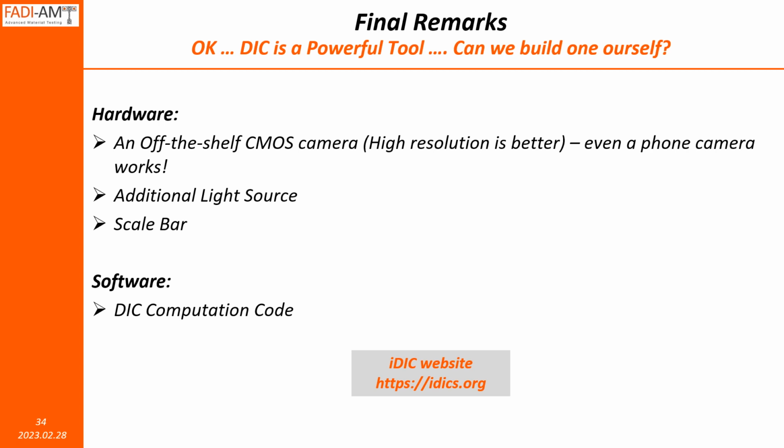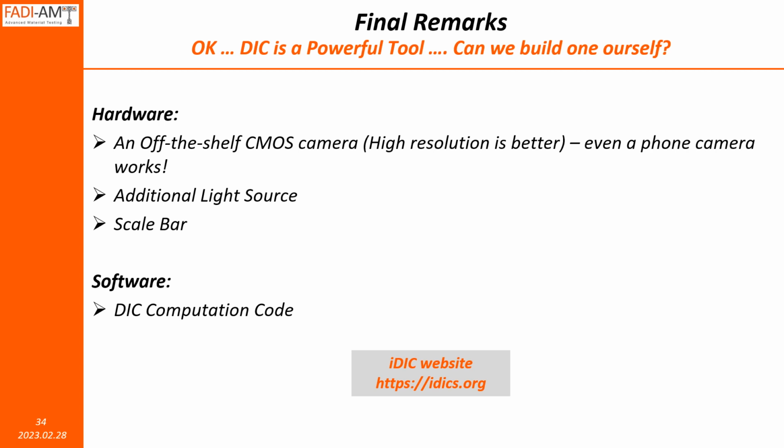The third thing that we need is a scale bar, which means when we are clicking the image of an object, we need to have a correlation between how many pixels in the image actually correspond to what physical length dimension in the physical world. That would give it a perspective.